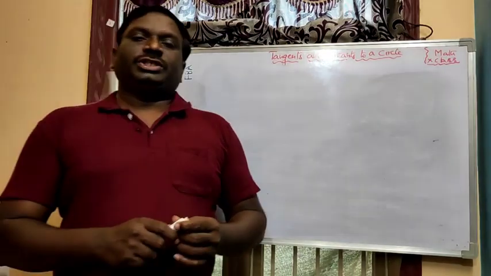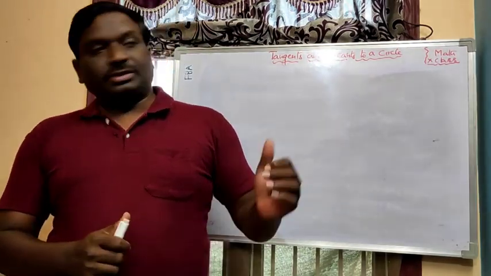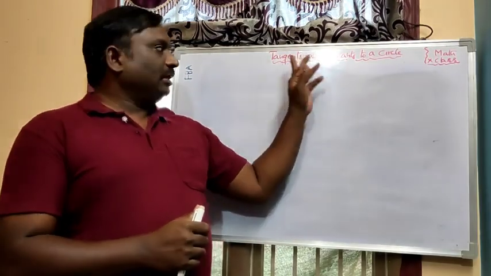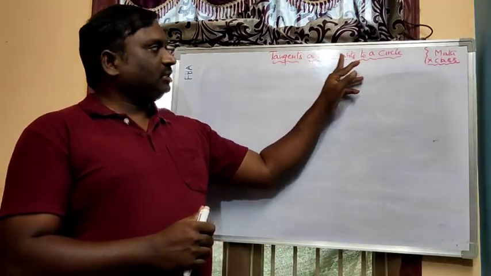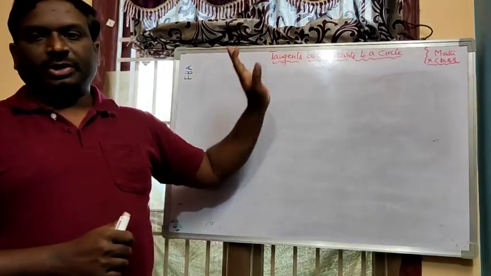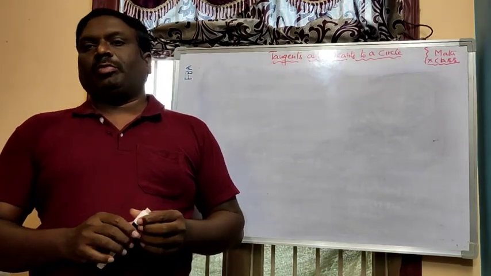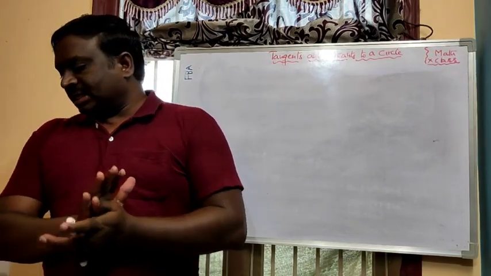Welcome back to the fourth session. That is the last session of this chapter, tangents and secants to a circle. This is tangents and secants to a circle. I'm not erasing this title of the chapter. So now in this session we'll discuss word problems of the third exercise.